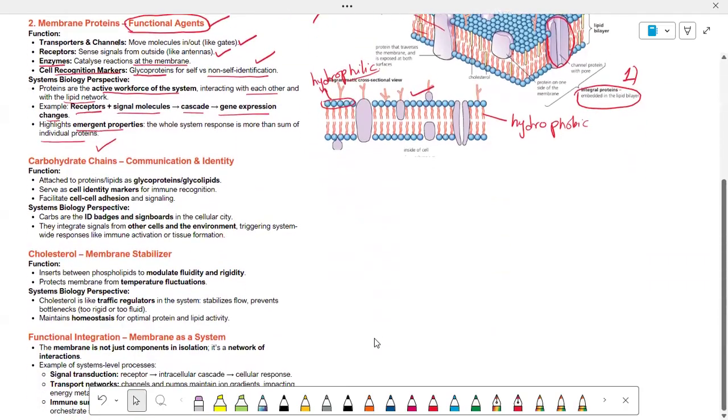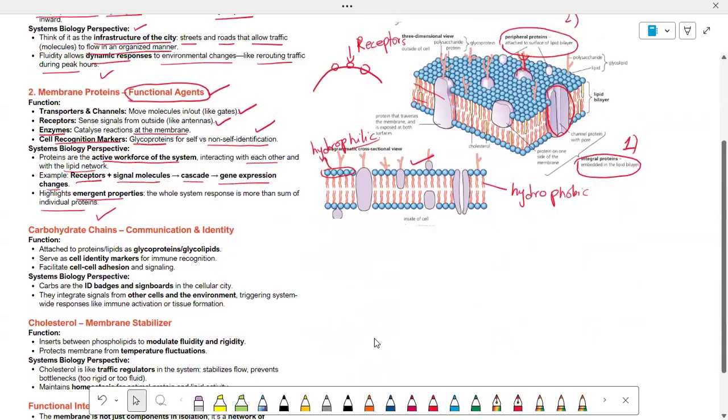Okay, now moving ahead, carbohydrates. How do they work in the cell surface membrane? The basic function of carbohydrates in the system is to act as communication and identity. Now I will discuss this function. They are attached to proteins or lipids as glycoproteins or glycolipids. You already know that glyco means carbohydrate and protein. Glycolipids means these carbohydrates are attached to proteins or lipids to work in the cell surface membrane.